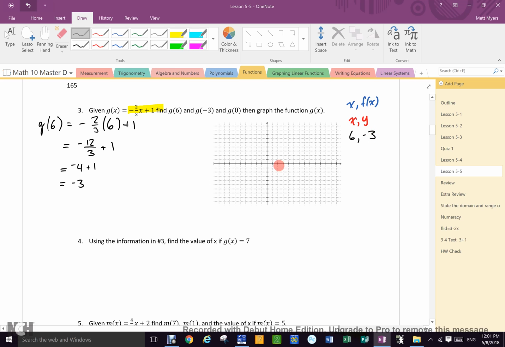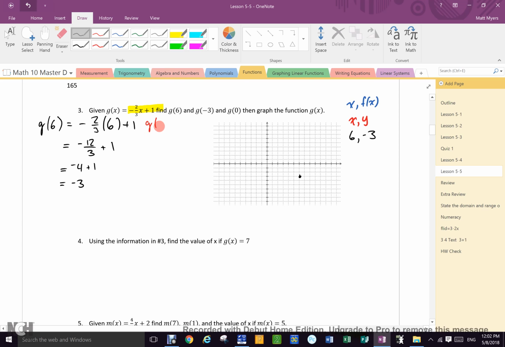Put it on the graph. Where is 6, negative 3? No, it's not D. Where is 6, negative 3 on the graph? It's 6 to the right: 1, 2, 3, 4, 5, 6. And down: 1, 2, 3. Are you good? Everyone? Great. What's the next one we're going to do?